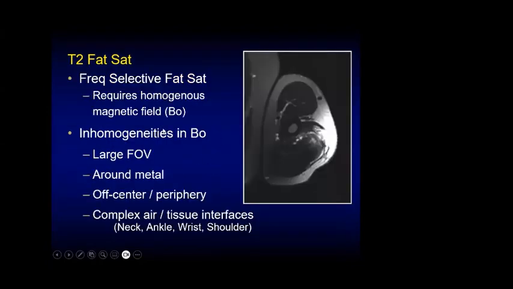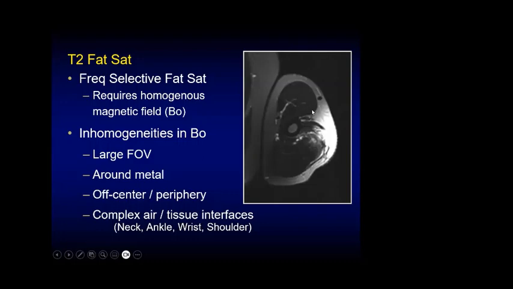There is a little bit of basic physics we need to understand when it comes to the T2 fat-saturated sequence because it's relevant for soft tissue tumor imaging. You know from the physics that fat saturation is a frequency selection technique, and for this to work, you have to have a homogeneous magnetic field. The problem is when you have an inhomogeneous magnetic field, then the fat saturation or frequency selection technique may fail.